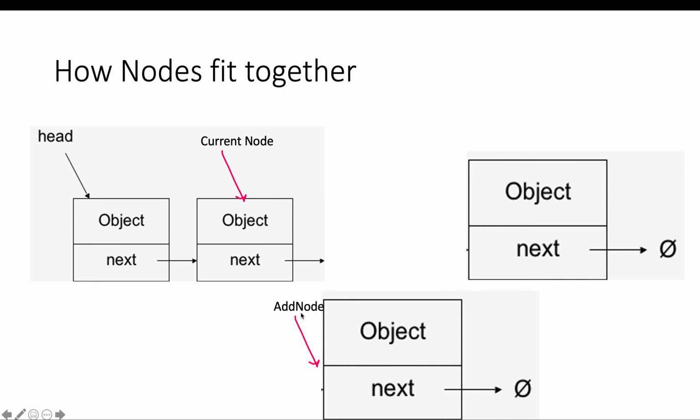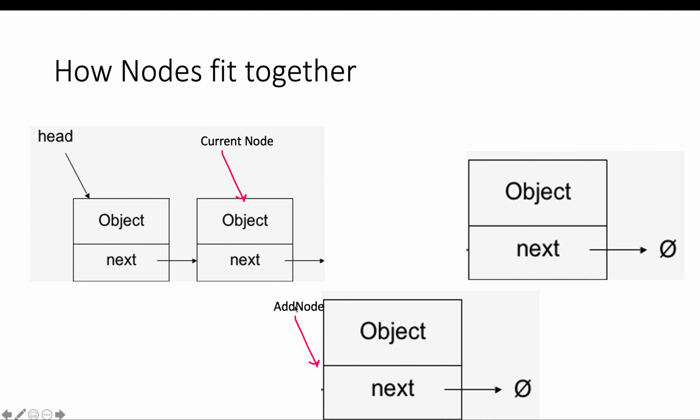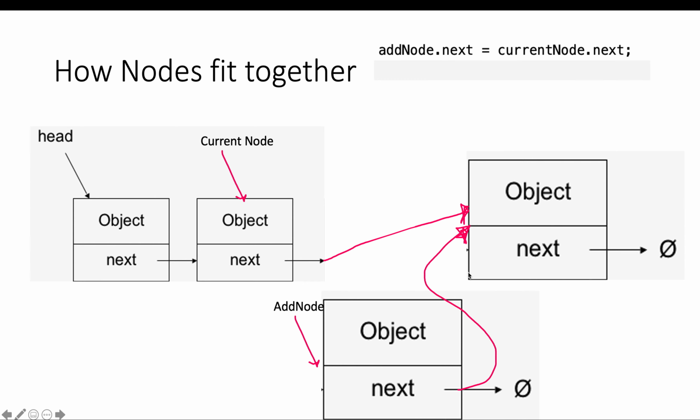Well, we create an add node. And the way we add this node right here is we just create a node and we throw our object in there. We use a constructor. We say node add node equals new node, and we set whatever data value it is. Now what we want to do is somehow connect these together, since next here for current node is pointing to this.